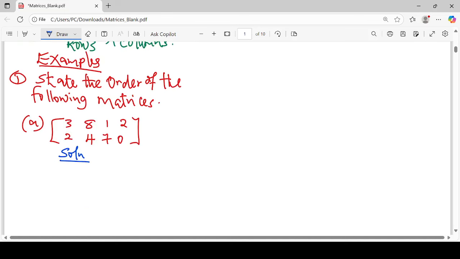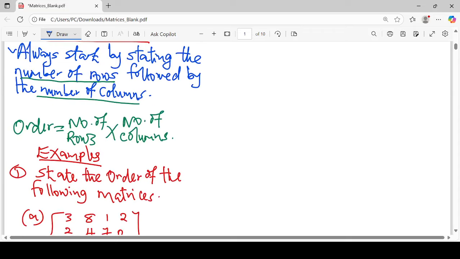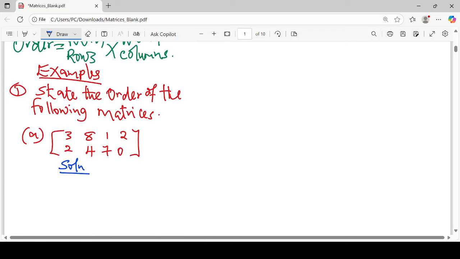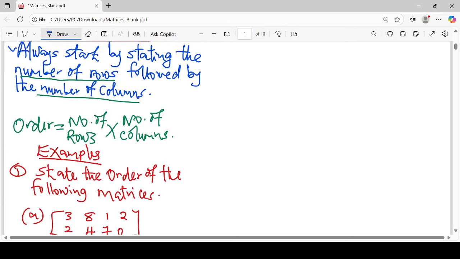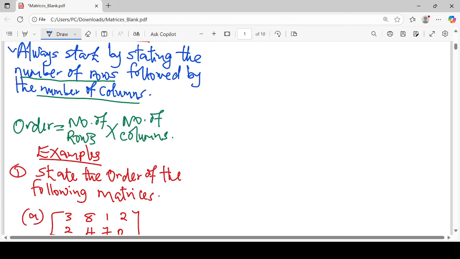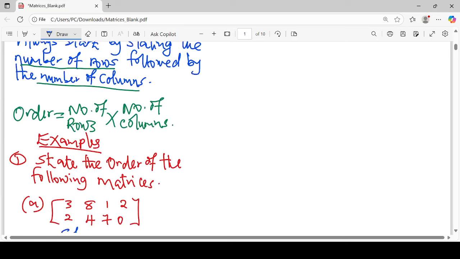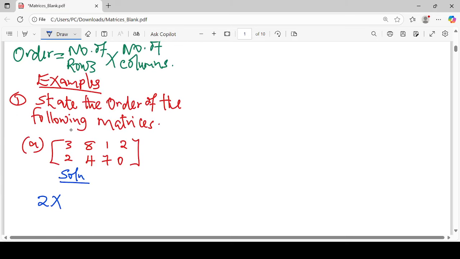Let's first remember, when you're stating the order of a matrix, you start by the number of rows. Looking at our matrix, how many rows do we have? We have 2 rows. That is the first row and the second row. So that will be 2 times. Going back to our statement, the order of a matrix is given by the number of rows and the number of columns. So how many columns do we have? 3, 2 is in column 1, 8, 4 is in column 2, 1, 7 is in column 3, then 2, 0 is in column 4, meaning that we have 4 columns.